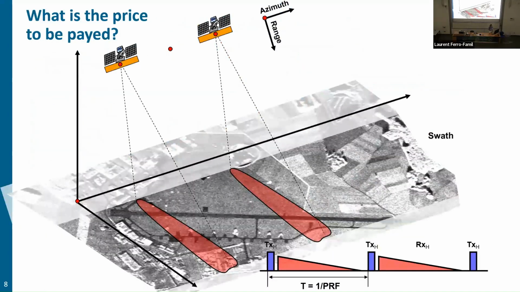However, before we do this, just a note of caution. What is the price to be paid if I go from a single polarization to, for example, quad pole or even dual pole? This is a constellation, how it works when you have an acquisition scenario. Let's consider that this is the swath width that we have, our scene on the ground, and we have a satellite.